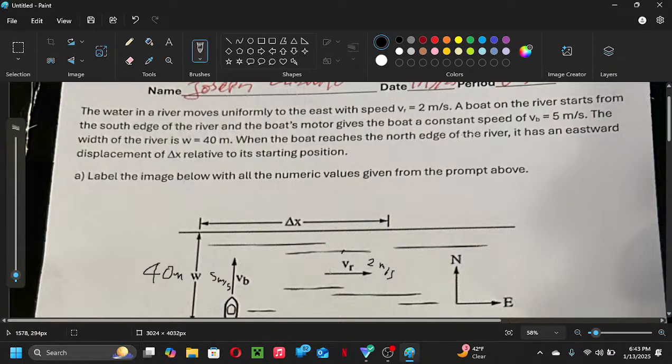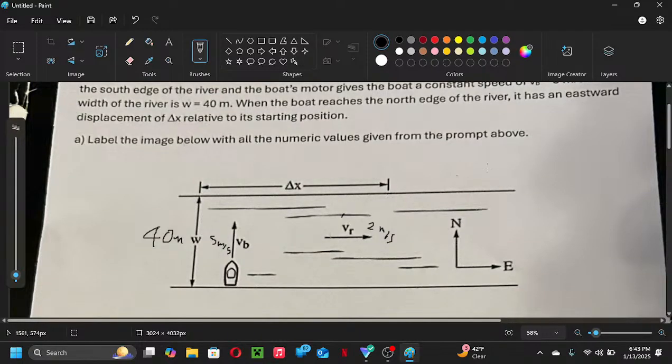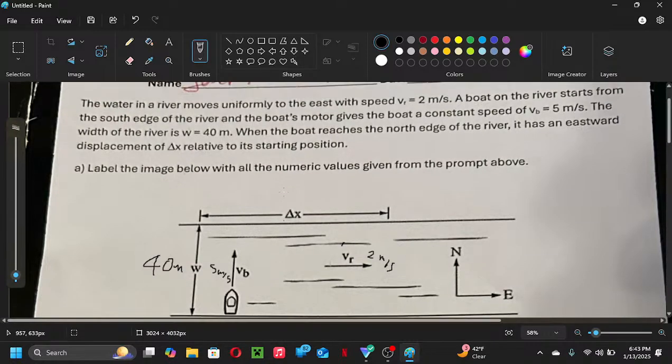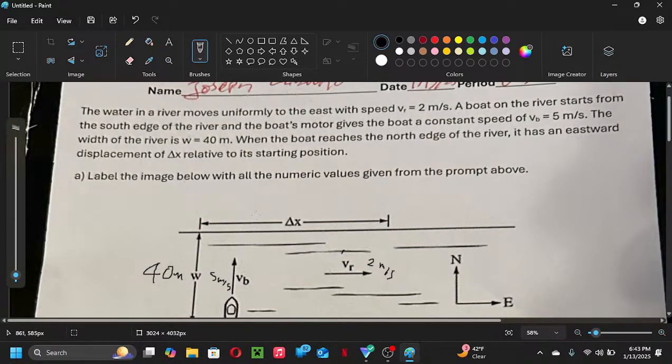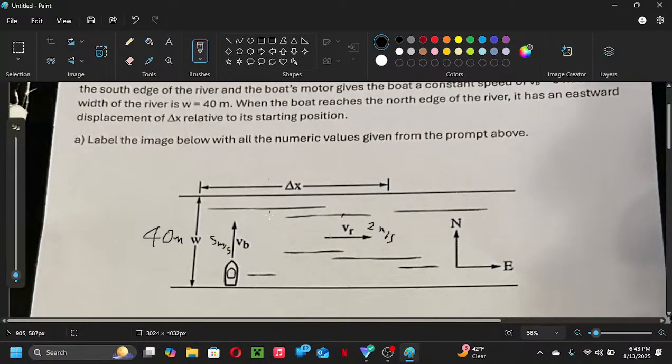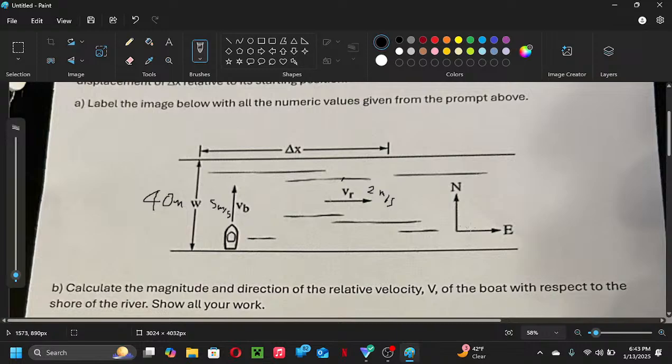And when the boat reaches the north edge of the river, it has an eastward displacement of x relative to its starting position. So is this the starting position? Wait, what? When the boat reaches the north edge, so over here, it has an eastward displacement of x relative to its starting position. But x is from here to here, and its starting position is right here. It's a little bit confusing. Okay, so we already did that. Okay, I guess. North and east, it tells us which one.